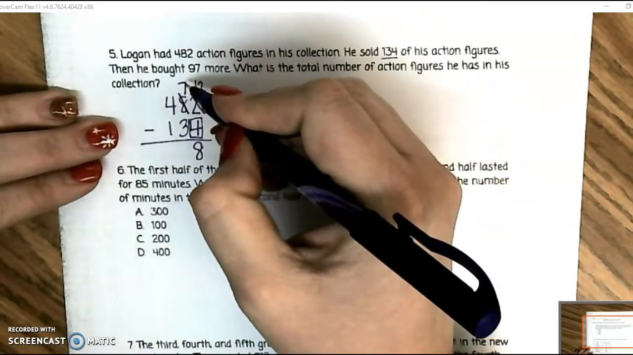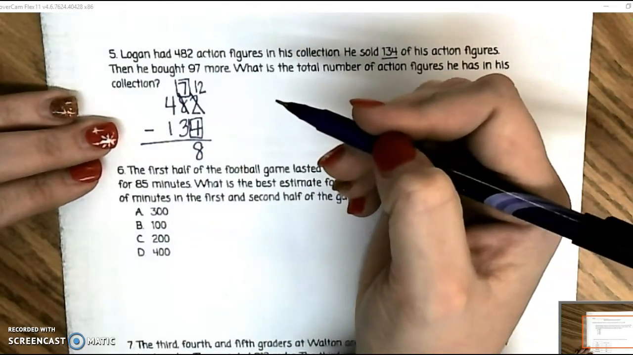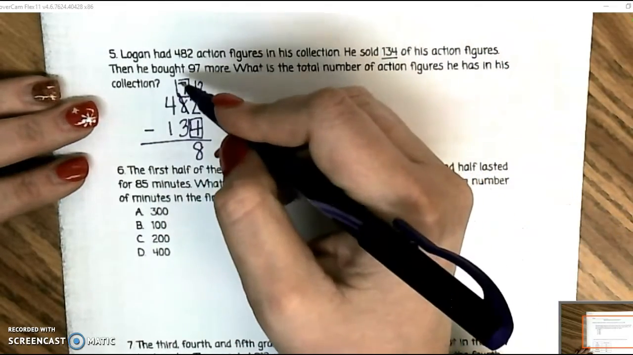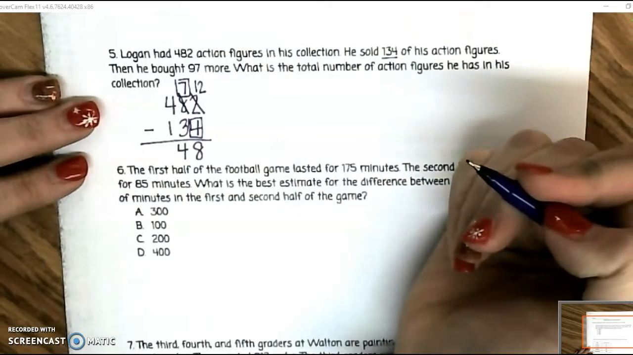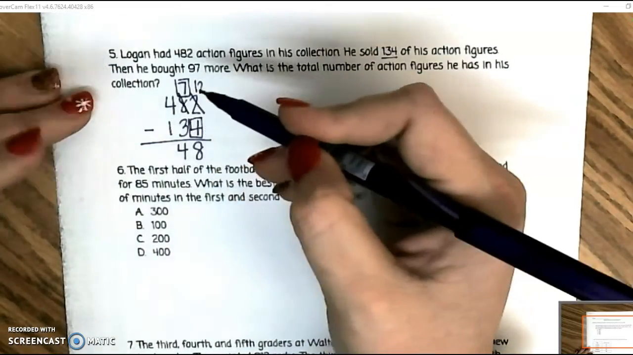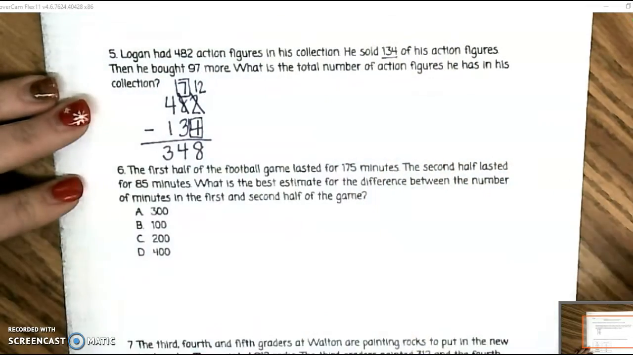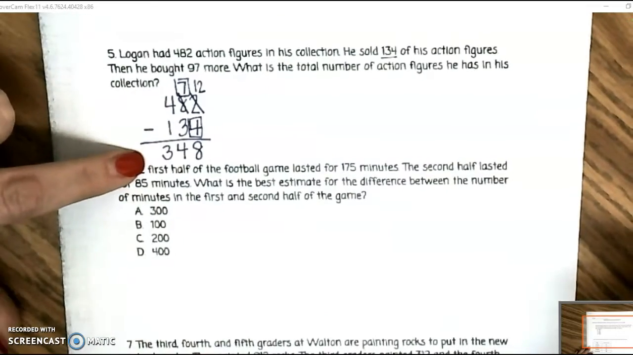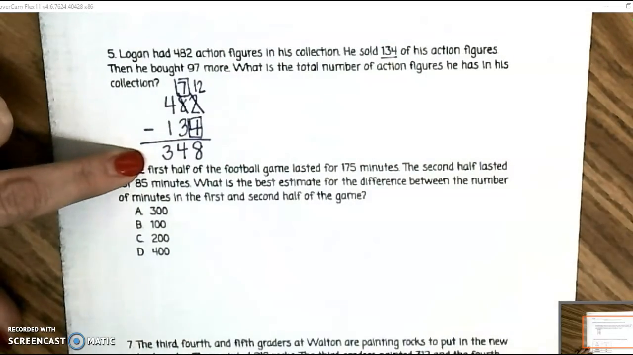Moving to my tens place, I have a 7 and a 3. 7 is more, so more on top. No need to stop. 7 minus 3 is 4. And then moving to my hundreds place, I have a 4 and a 1, and 4 is bigger, so we can solve. 4 minus 1 is 3. So he had 348 action figures left after he sold the 134.